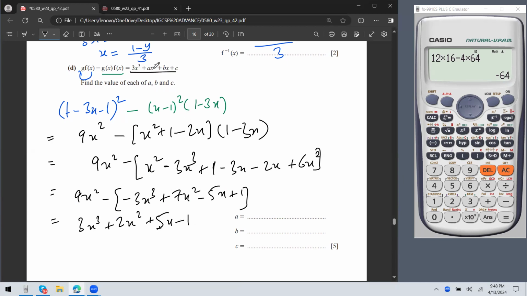And now you just need to pick the coefficients. So a is equal to 2, b is equal to 5, c is equal to minus 1. Okay. You can double check, any questions you can ask. It's correct answer.